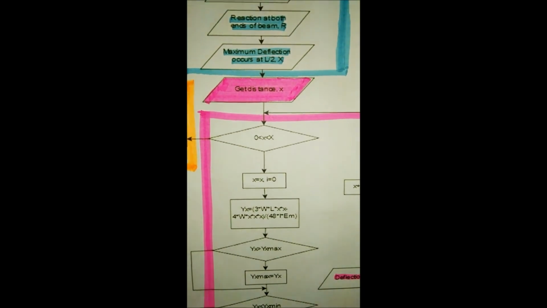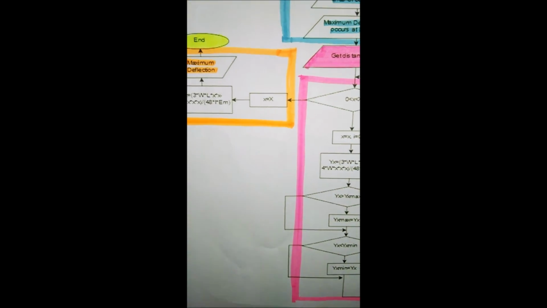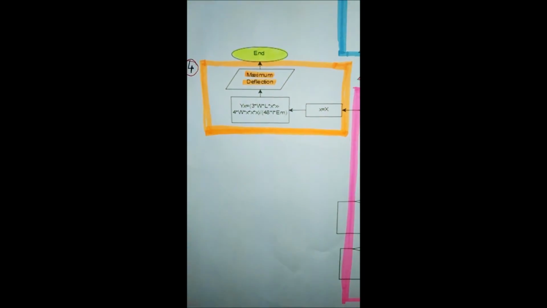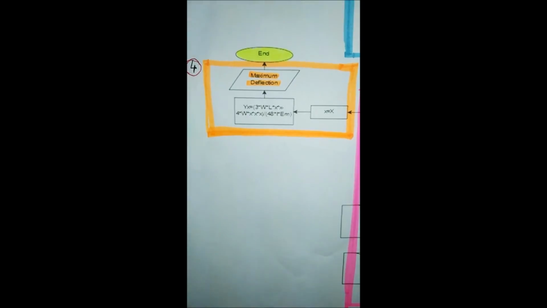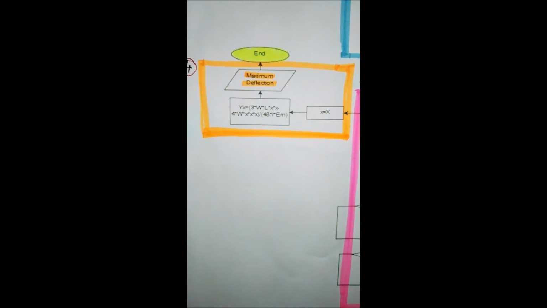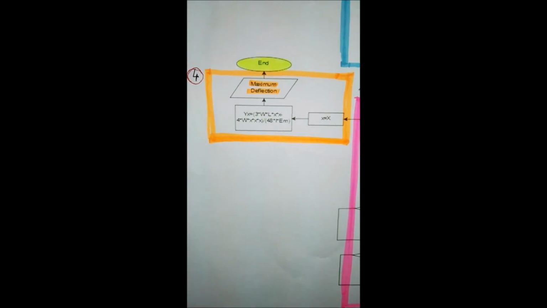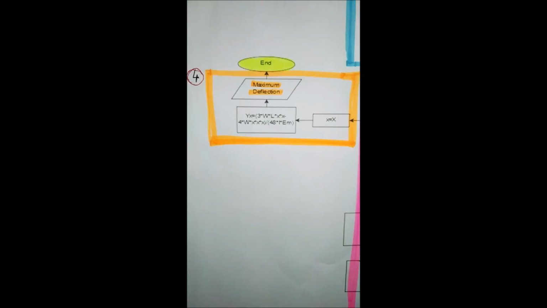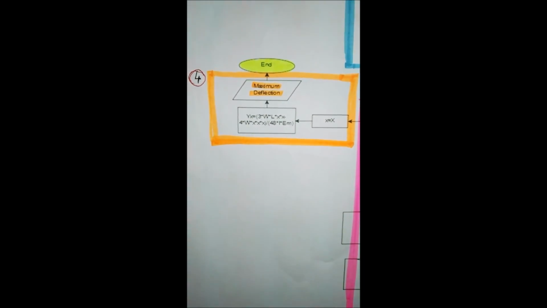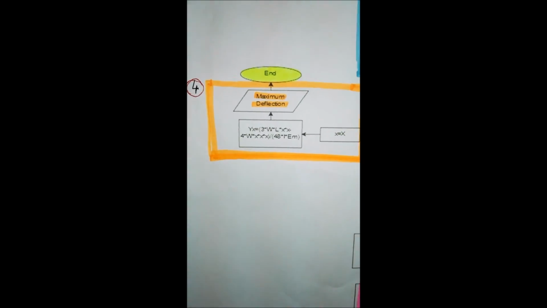Then we will move on to the final section, which is to find the maximum deflection. After ending the previous loop, X would be changed to X equals big X, which is L over 2. By substituting this X into the equation, we will get the maximum deflection. Hence, it would end this program.